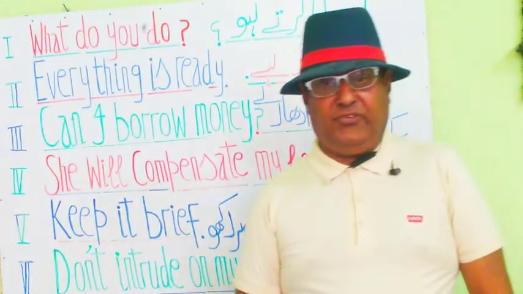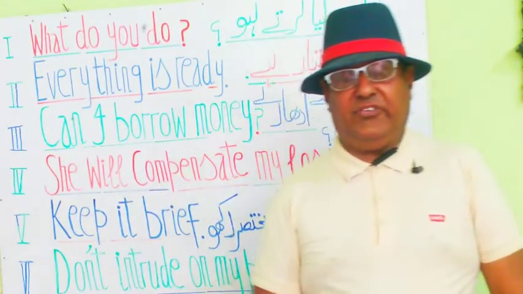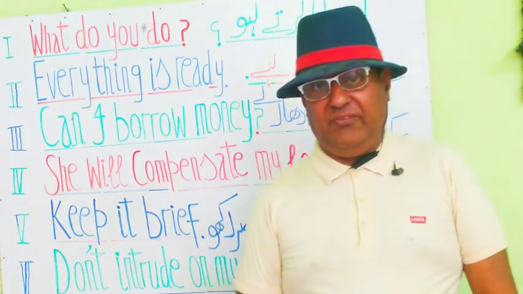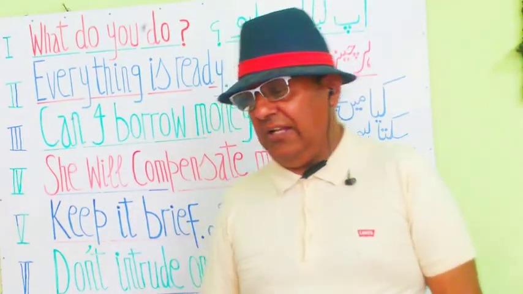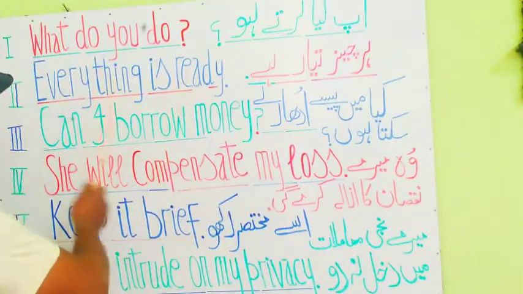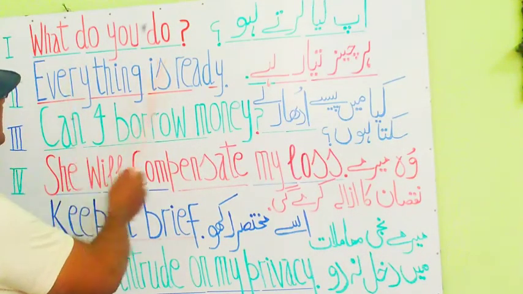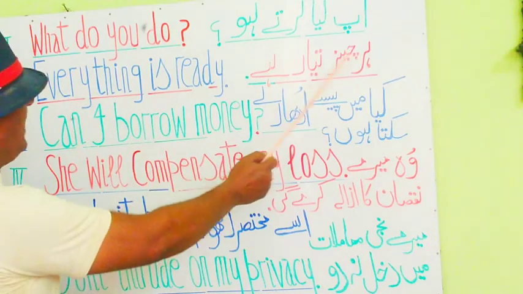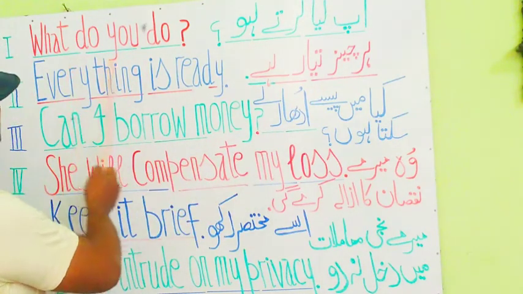Hey you guys, my students, these are very interesting phrases. Let's repeat them once again. आइए एक बार फिर से दोहराते हैं. The first one is: What do you do? आप क्या करते हो?